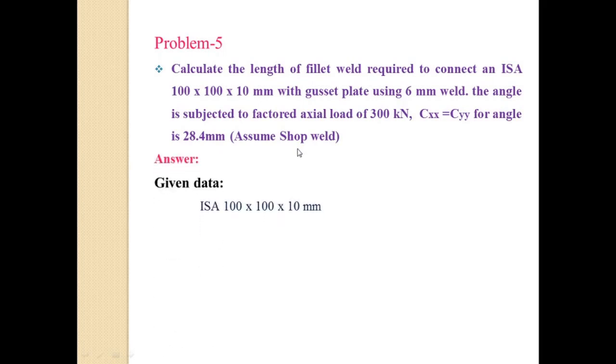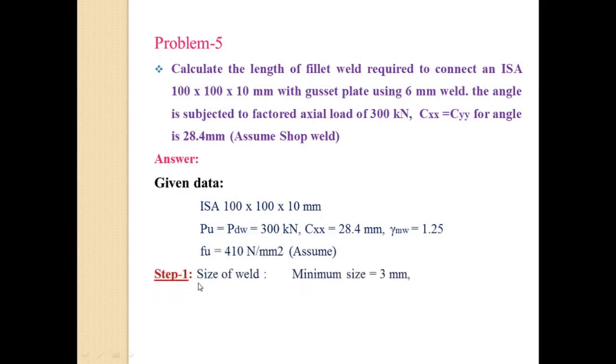So, given data, what is given? Angle section is given, 100 by 100 by 10 mm. PU or PDW, that is the 300 kilonewton factored axial load, is given. CXX, that is the CG along XX, is given, that is 28.4 mm. Shop weld we have to assume, therefore gamma mw is equal to 1.25. Fu is not given, so we assume it as 410 Newton per mm square. Next, step number 1, size of weld.